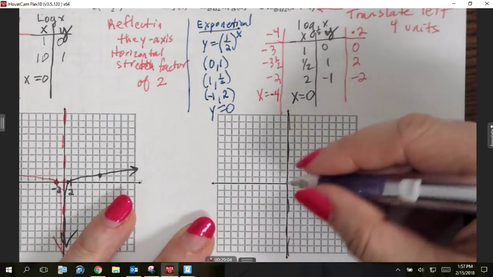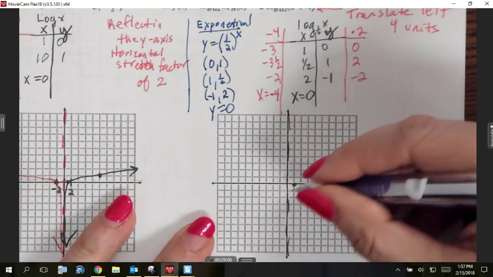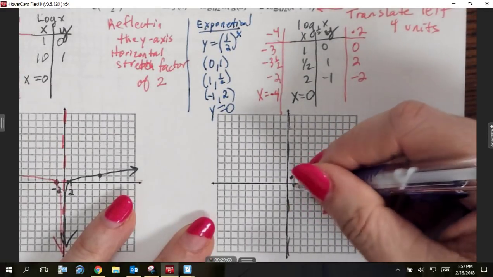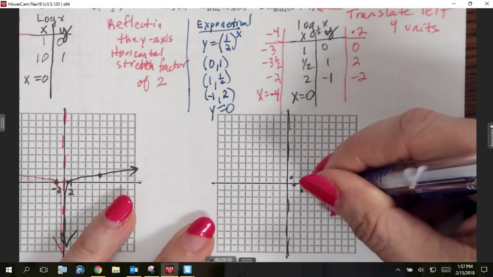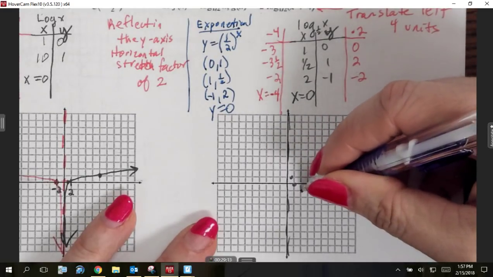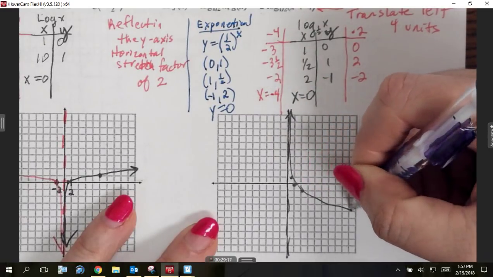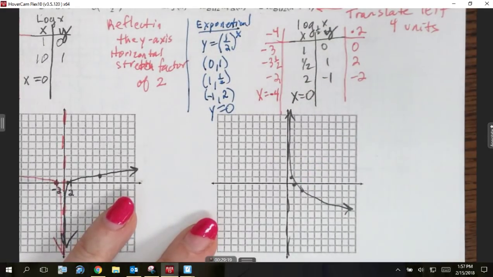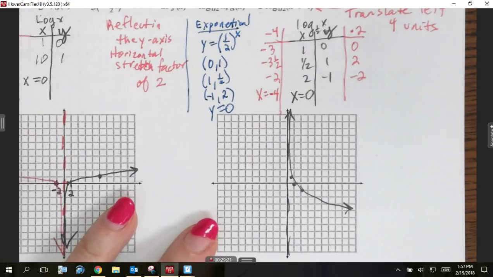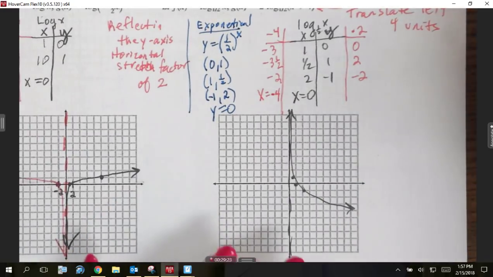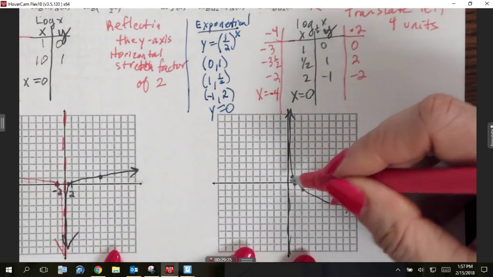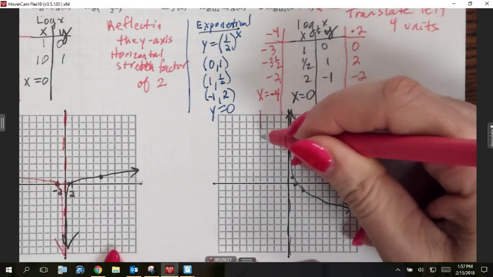So for my log, I will have 1, 0, 1/2, 1, 2, negative 1. And that one was decay. So the log is going down because it was decay. Then I'll graph my translated one, or my transformed one, I should say.